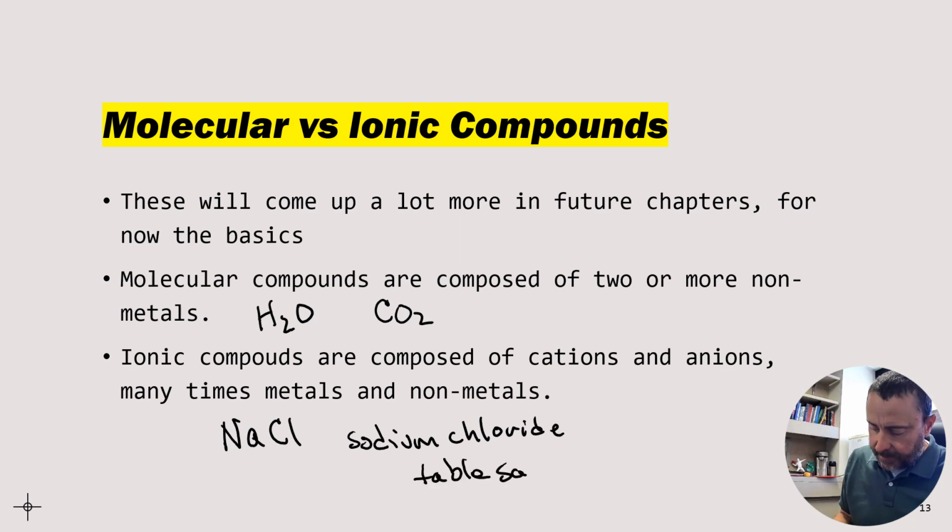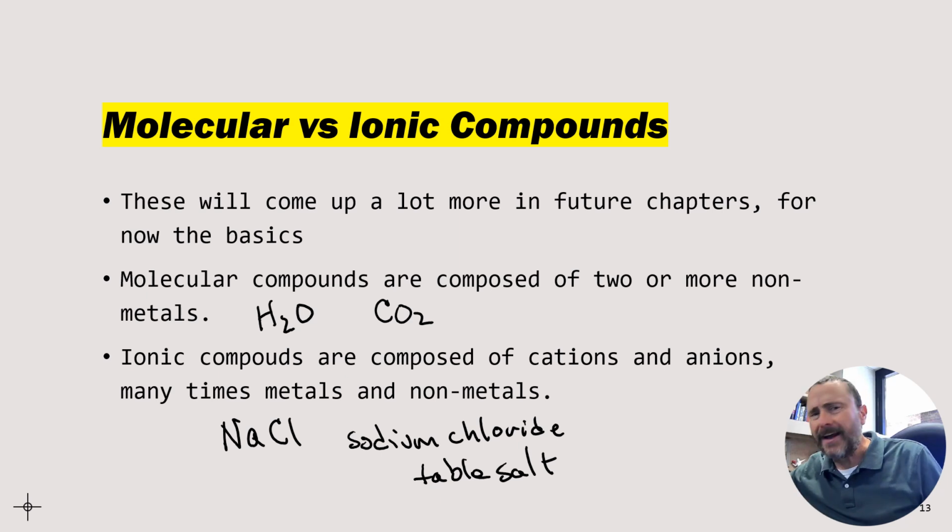Table salt, we have probably heard of this before. Table salt is a good example of an ionic compound. It's a metal and a non-metal coming together.